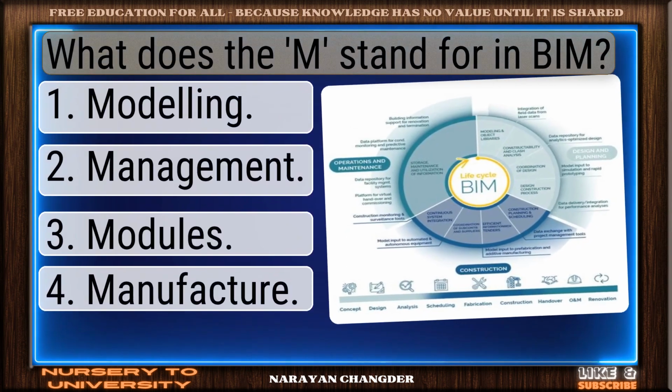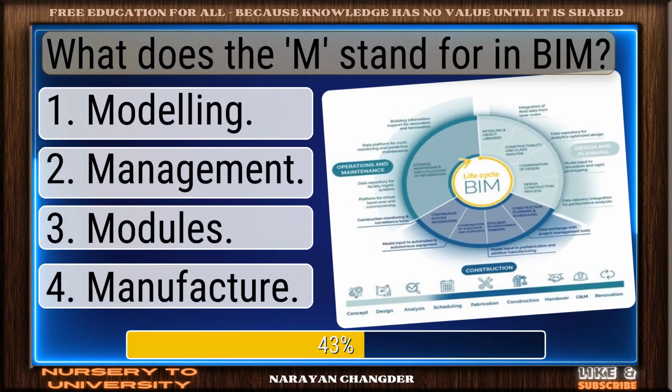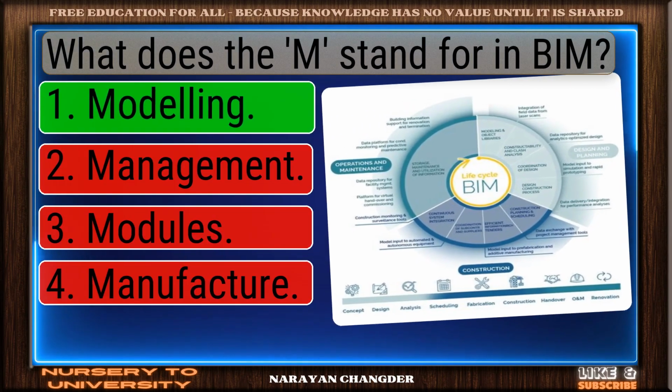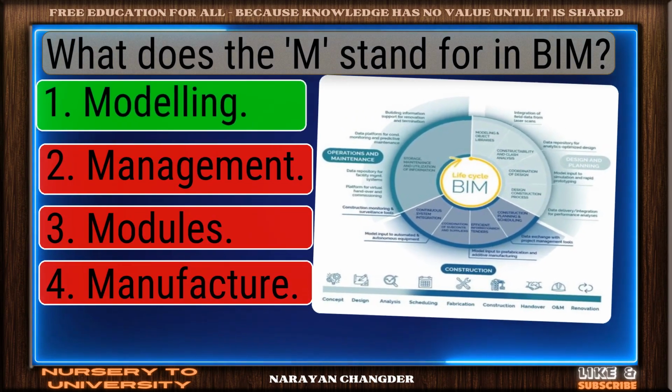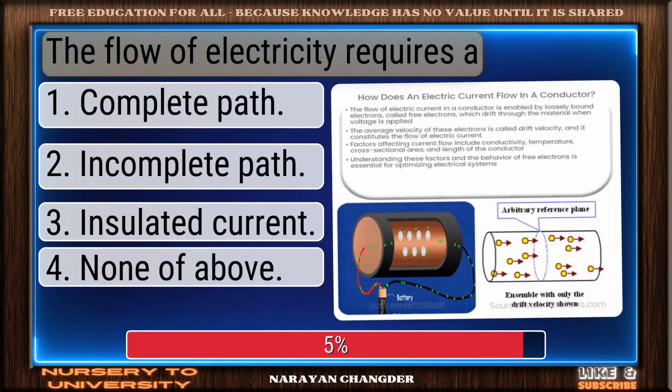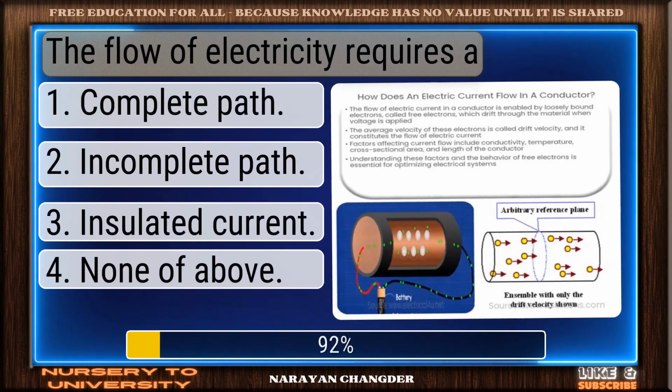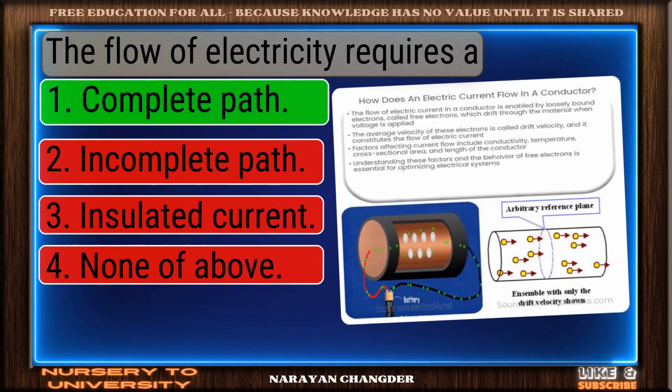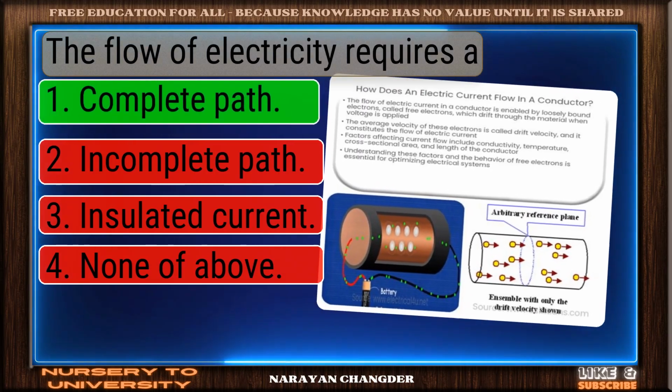What does the M stand for in BIM? Nice work. You chose modeling, and it is correct. The flow of electricity requires a. Good job. Your answer complete path works well here.